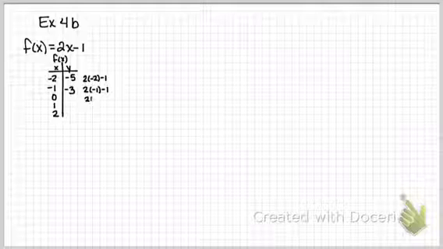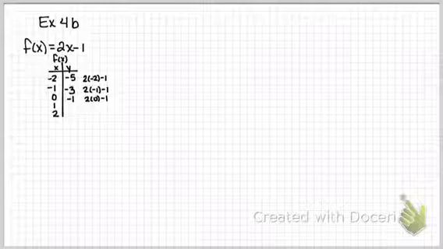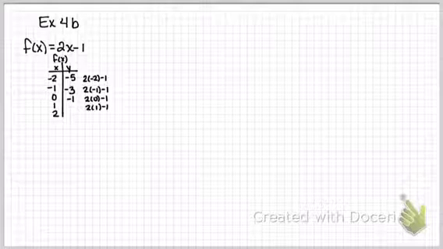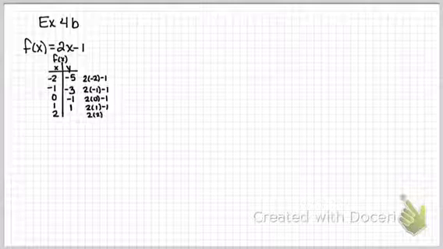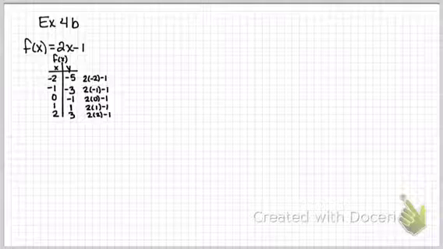Good, then plug in 0. What's 2 times 0? Minus 1. Okay, so then we plug in 1. So what's 2 times 1? Minus 1. And then plug in 2. What's 2 times 2? Minus 1. And so we could graph those points, couldn't we? You okay with graphing them?